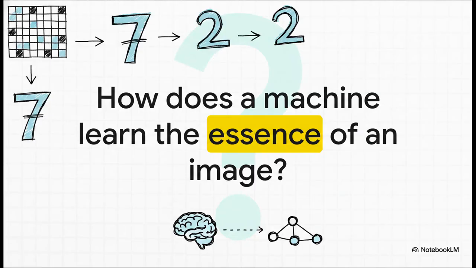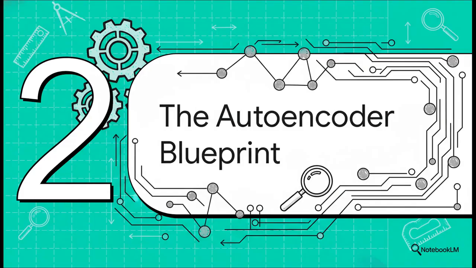And that really brings us to the big question, the main event of this whole explainer. How on earth does a machine learn to do this? How does it look at a grid of hundreds of individual pixels and somehow grasp the fundamental idea of a 7 or a 2? Well, the answer lies in this really elegant piece of tech called an autoencoder. So let's pull up the blueprints and see exactly how this learning machine is put together.